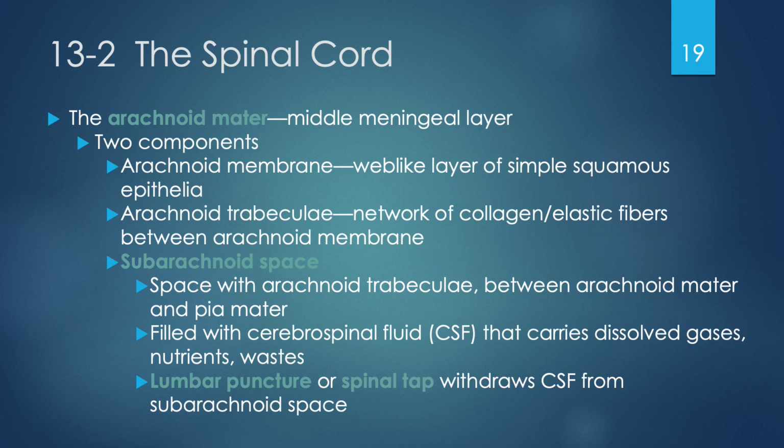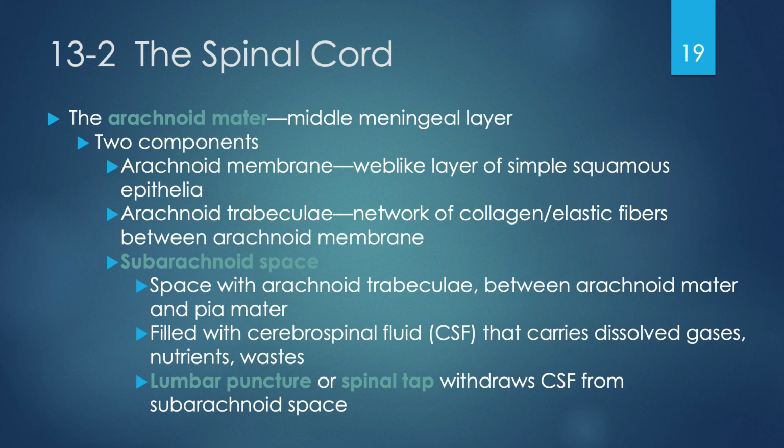The arachnoid mater consists of two main components. There's the arachnoid membrane, and if you remember the movie from the early 90s, Arachnophobia, which is fear of spiders, that will help you to remember the arachnoid mater is a web-like layer of simple squamous epithelia. Interesting, right? Because remember, simple squamous epithelia is important for diffusion. And it's also composed of arachnoid trabeculae, which is a network of collagen and elastic fibers in between the arachnoid membrane. So effectively, the arachnoid membrane is there to allow for diffusion, whereas the trabeculae are the structural supports or the scaffold that hold the arachnoid membrane together.